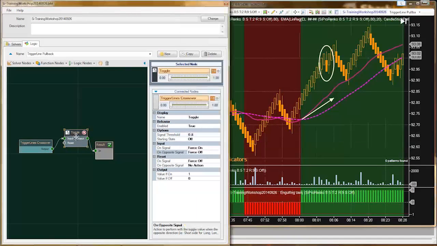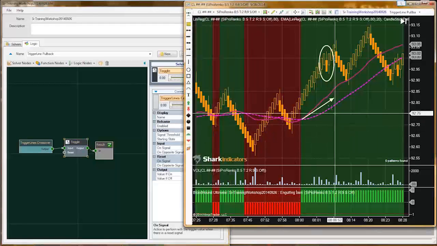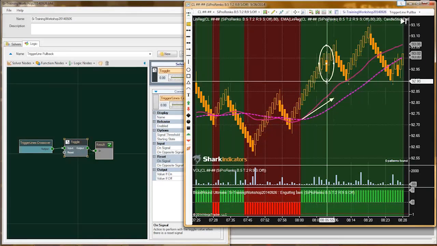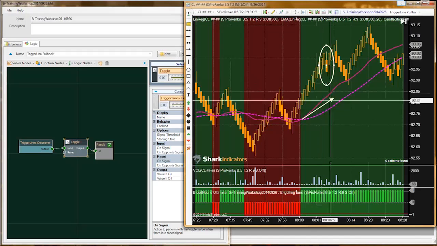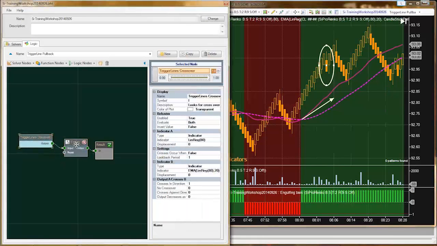But you'll notice that the toggle node has a reset function, so we can actually turn the states off. And that's why we're going to be using the toggle node. As soon as we get to this pullback state, we're going to turn the toggle node off, so we're no longer in an uptrend state. So this will make sense here in just a moment.